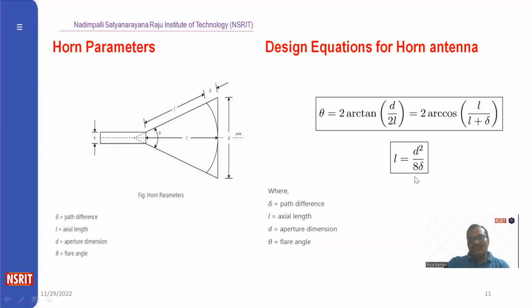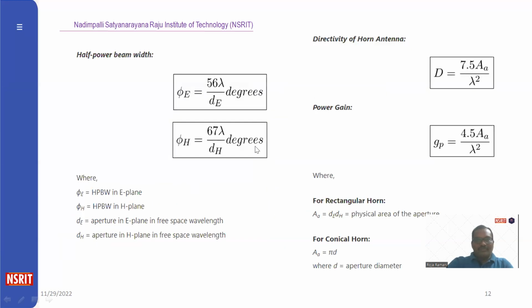These are the design equations for the horn antenna. L is the axial length, given by D square by 8 delta, where D is the aperture dimension. Theta is the flare angle, given by tan inverse of D by 2L, or 2 cos inverse of L by (L plus delta). This is obtained from the triangular equations. So these are the design parameters of the horn antenna.